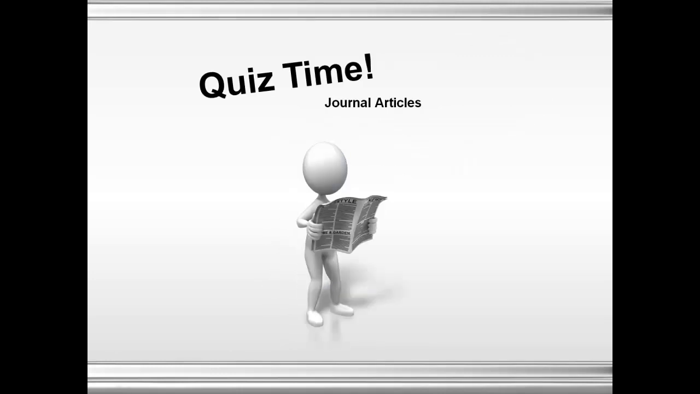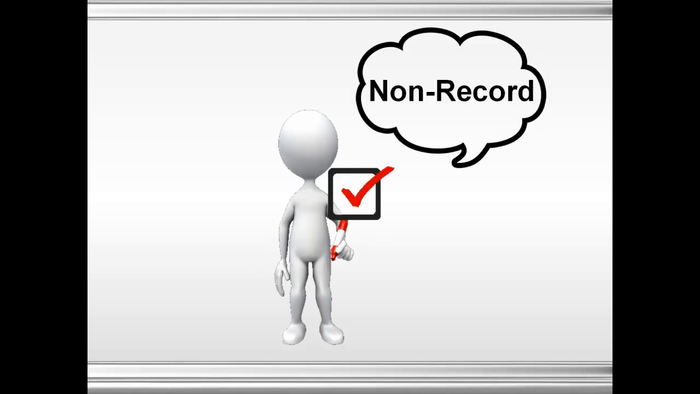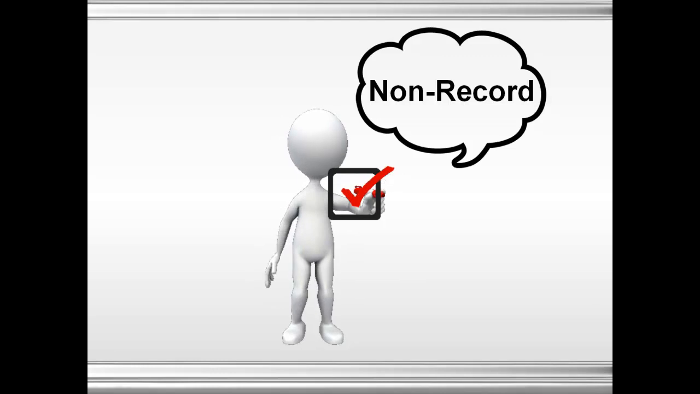Here's one more quiz question. Is a journal article a record or a non-record? It's a non-record. You should keep it only for as long as you need it and then destroy it.